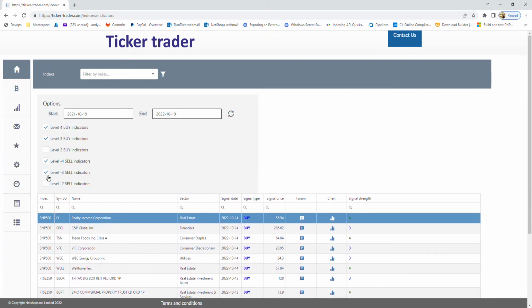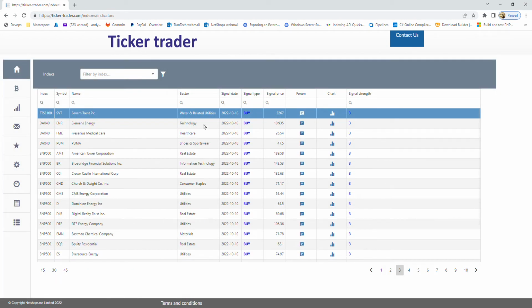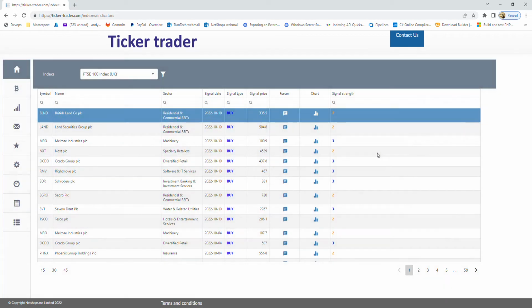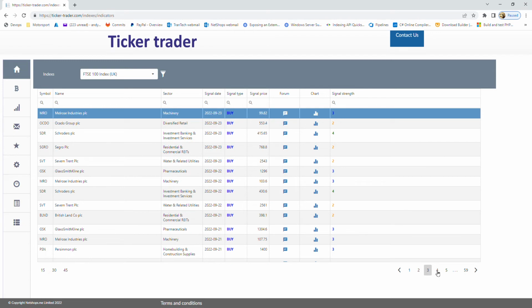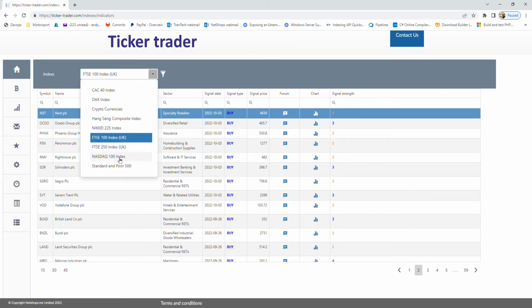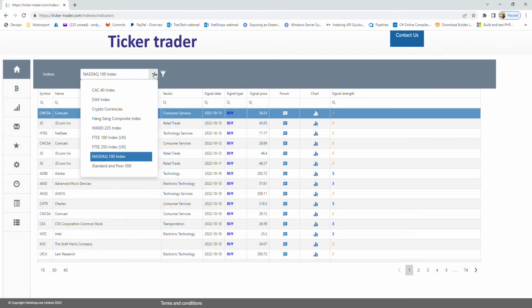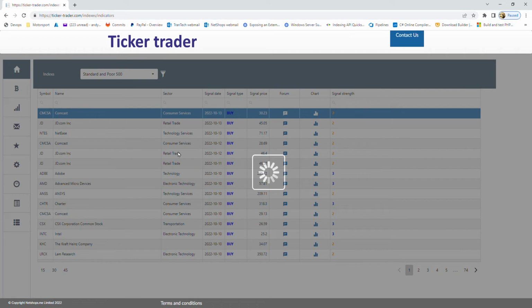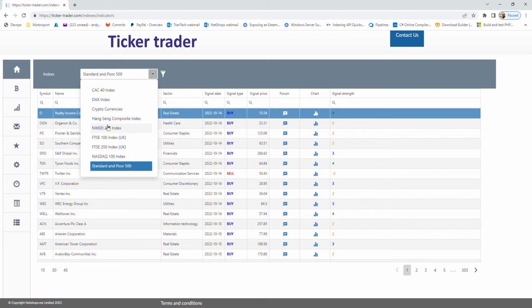Now I'm just going to check these boxes and we can see some level 2s. Let's just pick an index, shall we? So we've got the FTSE 100, we can see some level 2s. They're the lowest signal that we want to show, and level 4 currently is the highest. We're going to have some 5, 6 and 7s. Now we also have on here, we can have a look at the Nasdaq, we can have a look at the S&P 500 if you want to, and we can have a look at others. We've got the Nikkei, we've got the Hang Seng, we've got DAX, we've got the CAC.